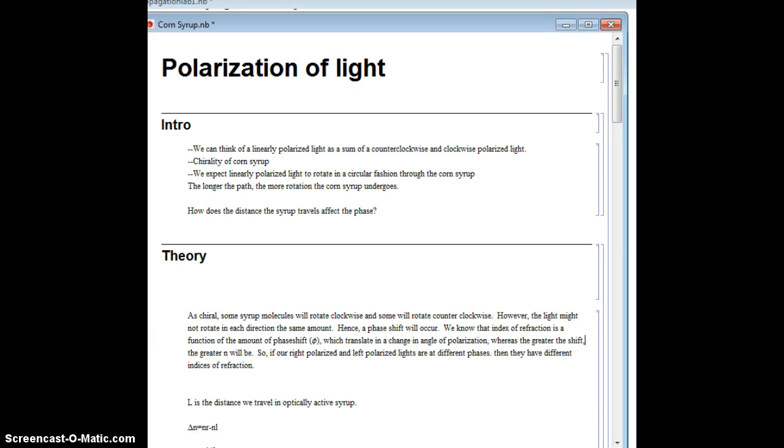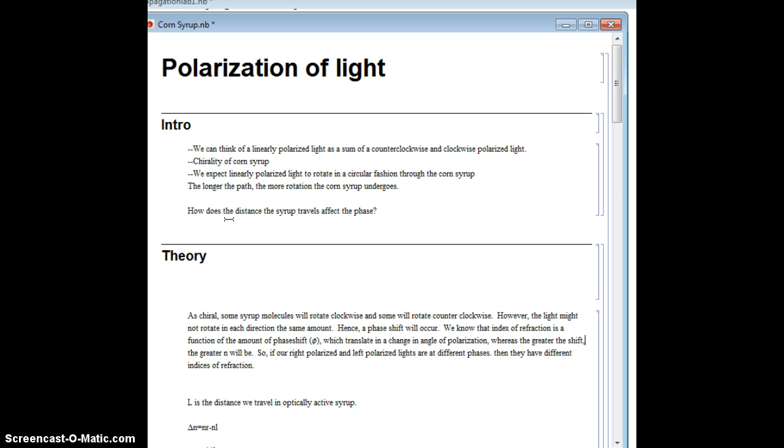Right, in this screencast I'm going to talk about the polarization of light lab. A few big key ideas before I get started: we can think of linearly polarized light as the sum of counterclockwise and clockwise polarized light. Better said, as right circular and left circular.